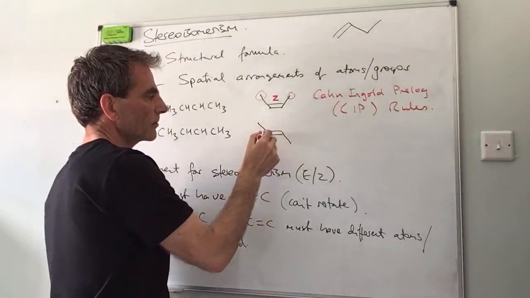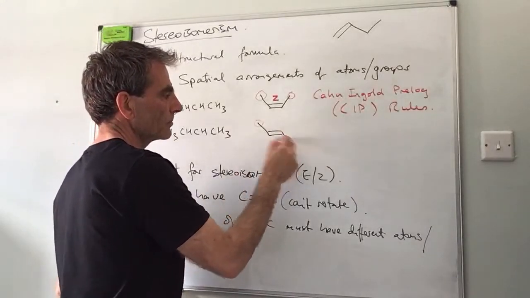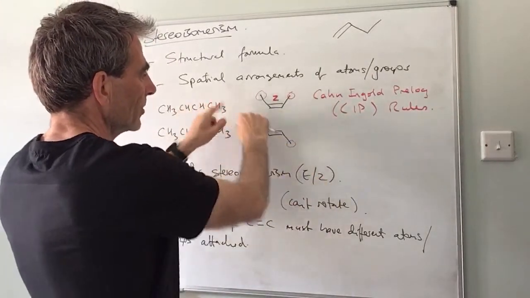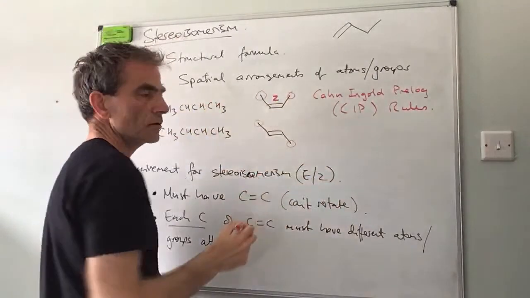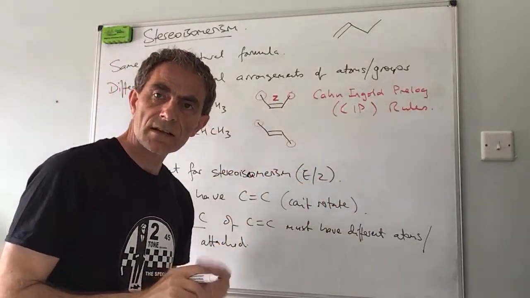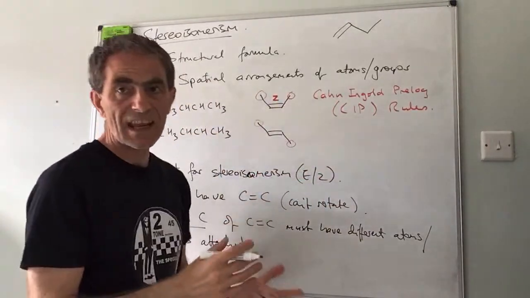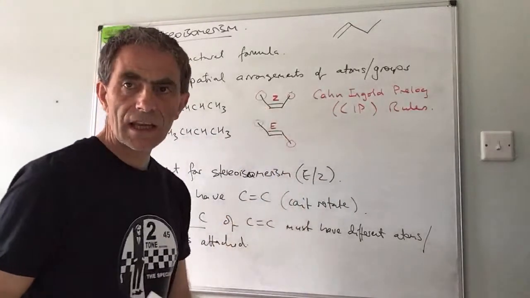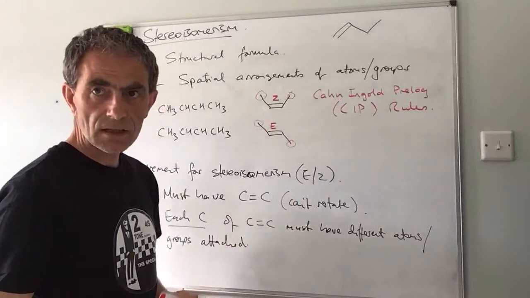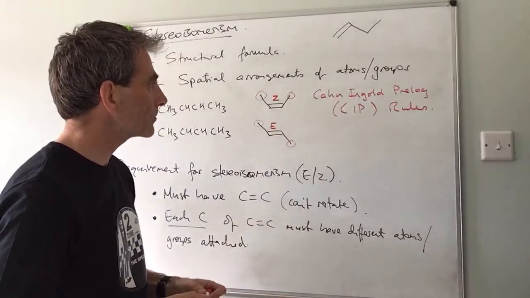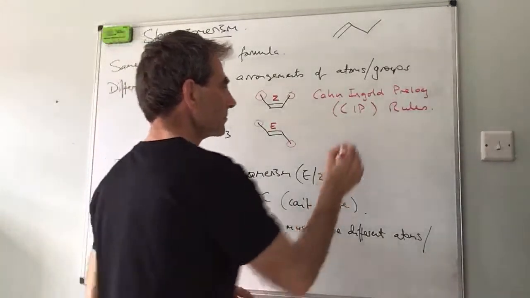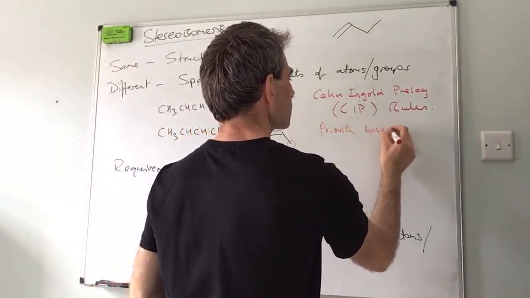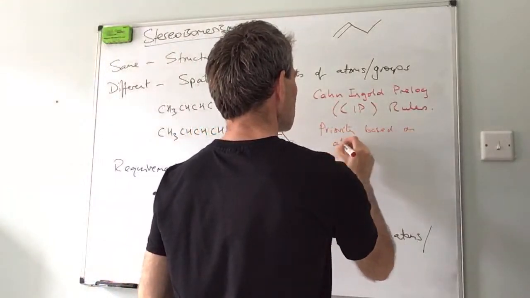In this one, priority is obviously that one and that one. They're on opposite sides of the double bond. That one's pointing up and that one's pointing down. So the German word for opposite, I hope I pronounce this right, is entgegen, which begins with an E. And so therefore, that's called E-butene. Okay, so priority based on atomic number.